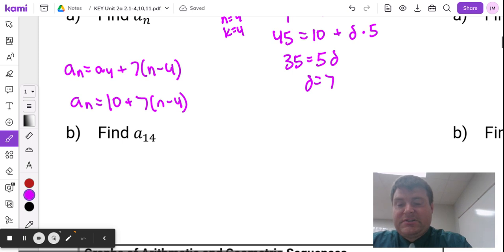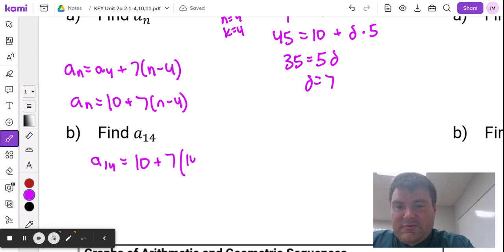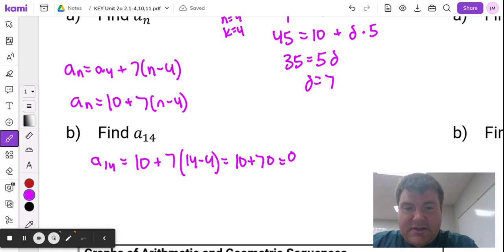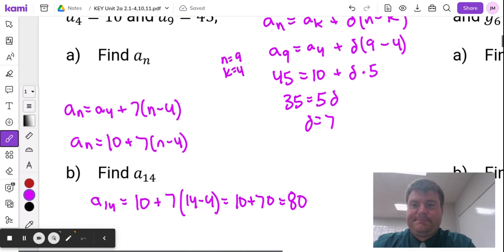Let's find a sub 14. It actually makes it a little bit easier to find this in this form. So a sub 14 is going to equal 10 plus 7 times 14 minus 4. And that's going to give me 10 plus 70. So the answer here is 80. All right.